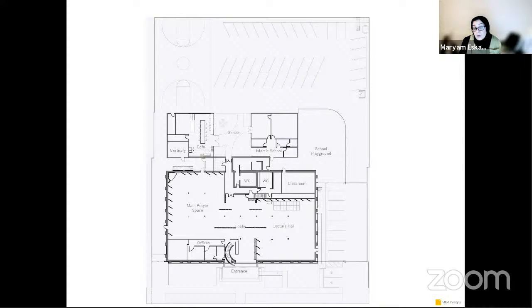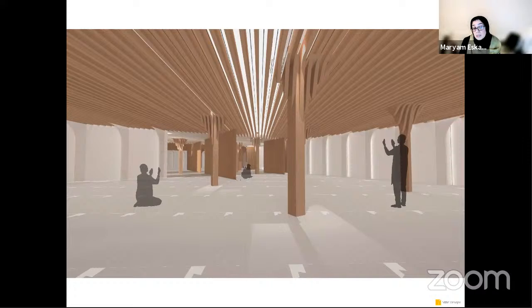And so what we decided to do was basically create movable partition walls that would allow for the idea of unifying one big space. So taking the main prayer space and allowing for the overflow of the lobby and the lecture hall to become one big space for Jum'ah prayers. And so this is what it would look like, emulating all the colonnades that we see from the very famous mosques from Spain and Portugal.